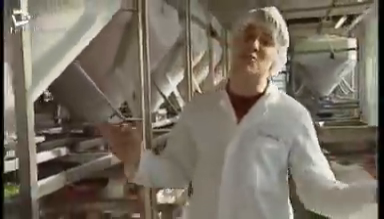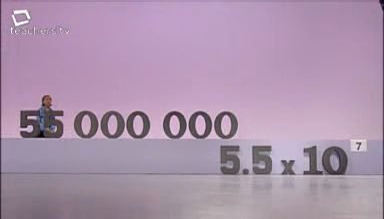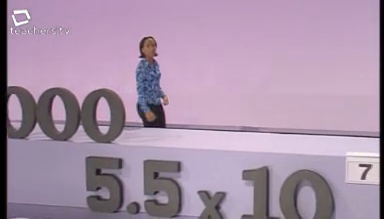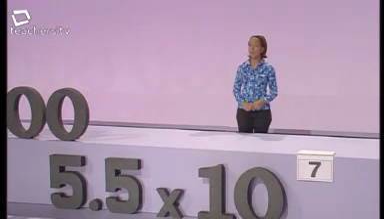Talking about very big and very small numbers is bad enough, but having to write them down with all those zeros, that's a right pain. Fortunately, there is a very neat and mathematical shorthand. It's called standard form, and it works like this. Let's say that every day, a sweet factory produces 55 million chocolates. In standard form, this is written as 5.5 times 10 to the power of 7.